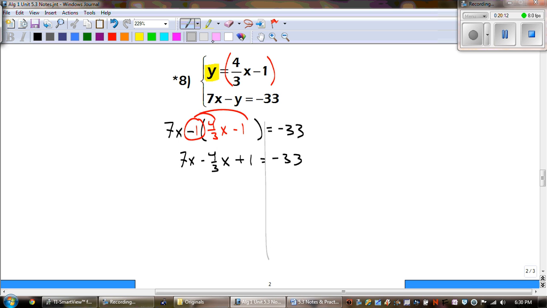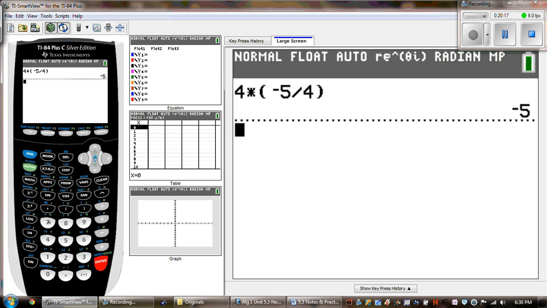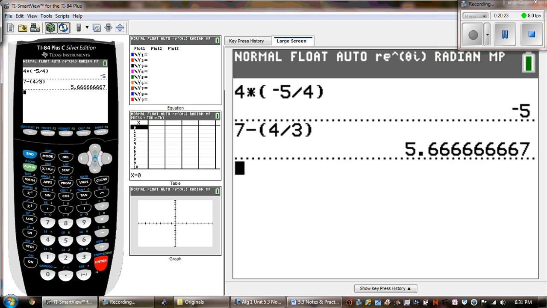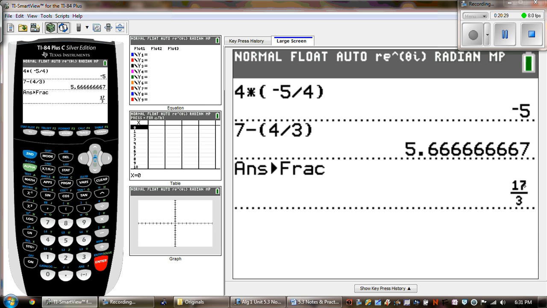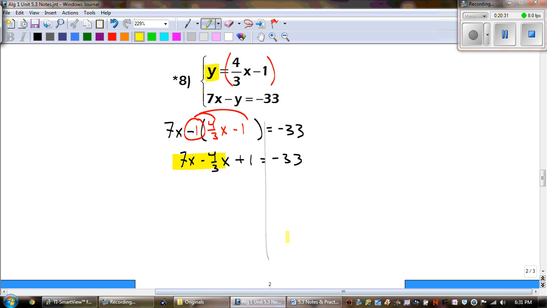Okay, now we need to combine like terms. So I'm just going to do it in my calculator. 7 minus 4/3. And I don't want a decimal, I want a fraction. So I'm going to go math, enter, enter. And so we get 17/3. So I know that 17/3 x plus 1 equals negative 33.